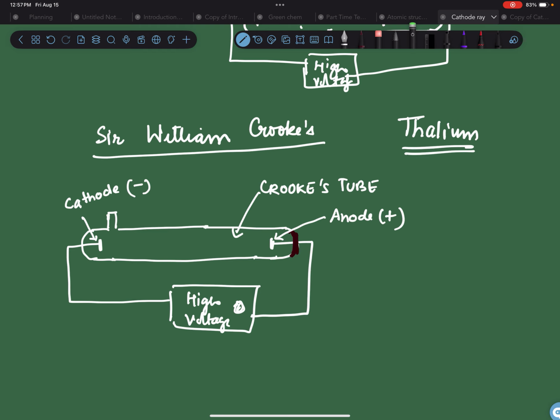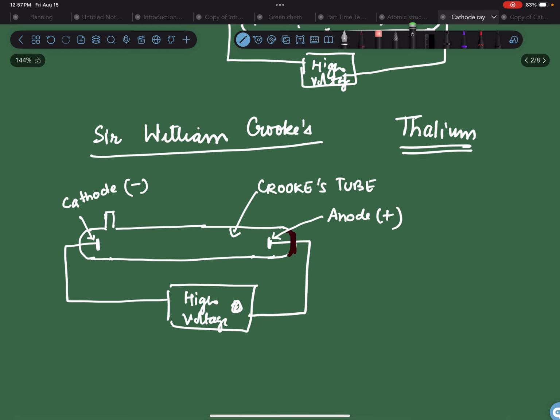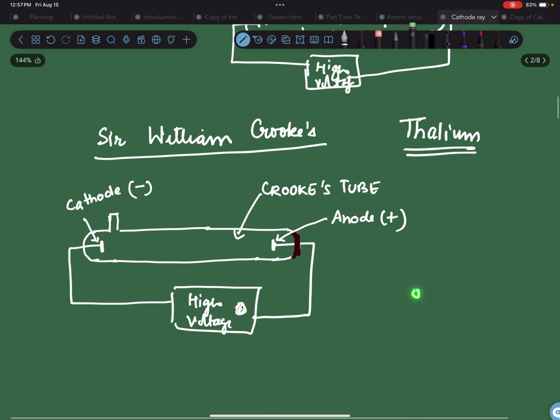So let me tell you that the anode is a plate like this, and there is a perforation or a hole inside that anode through which the radiation passes, right? So the anode was perforated, having an opening through which the radiations pass, and then they strike here and a glow appears. Fine. Now one thing is clear, that the stream of particles which are coming to this side would carry a negative charge.